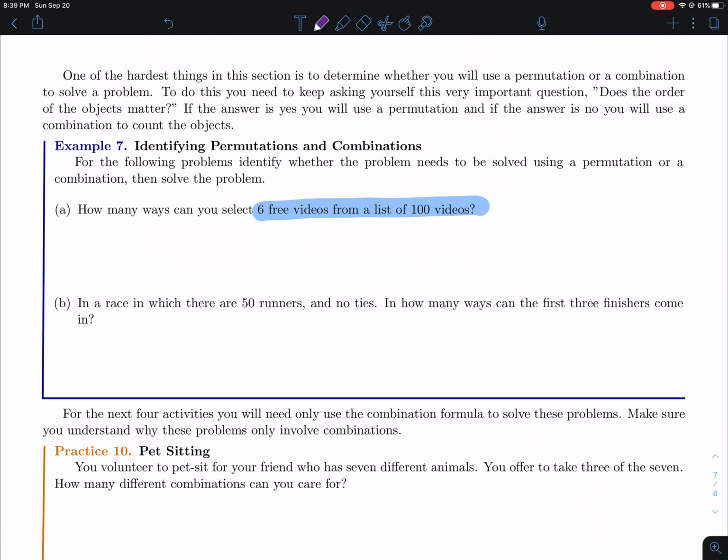In this case, we're not talking about playing them in order. We're just grabbing them off of a list. So does it really matter if I grab 6 and someone else grabs the same 6 but wrote them down in a different order? No, not really. So this one's going to be a combination. In this case, our total number of videos is 100, so we'd have 100C6. I'll leave that for you to fill in using the calculator for practice.